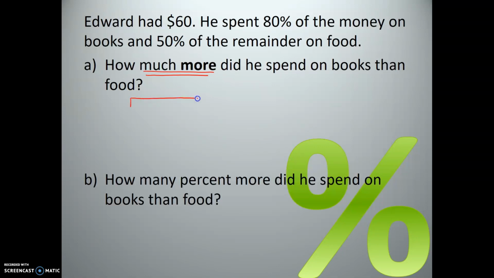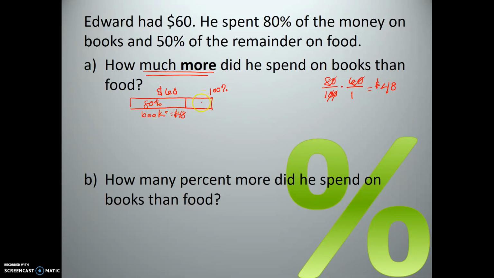Because if he had $60, so there's Edward's $60. And let's see, he spent 80% on books. We can find 80% of $60, no problem. Okay, so let's do that. We've got our fraction 80 over 100, 80% times 60 over 1, and let's do some cross canceling, and we're left with 8 times 6, which equals $48. So our dollar amount that he spent on books was 48.